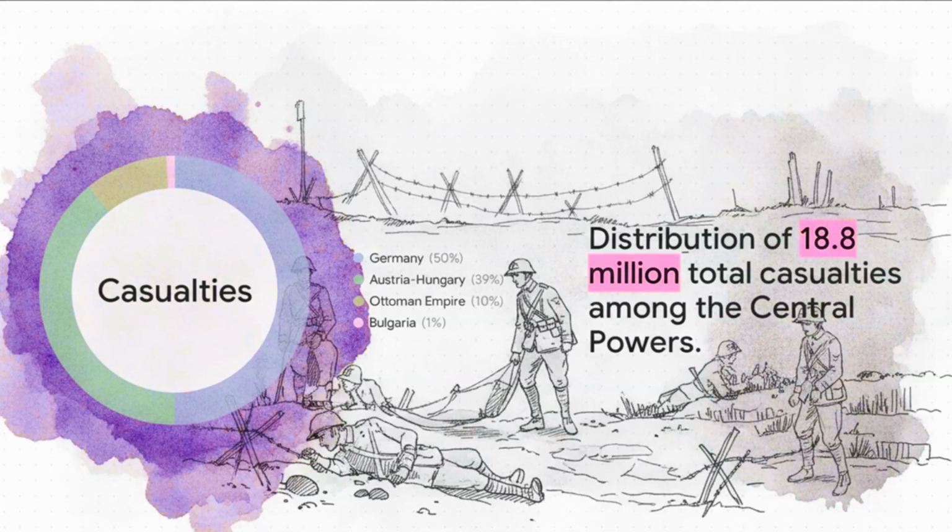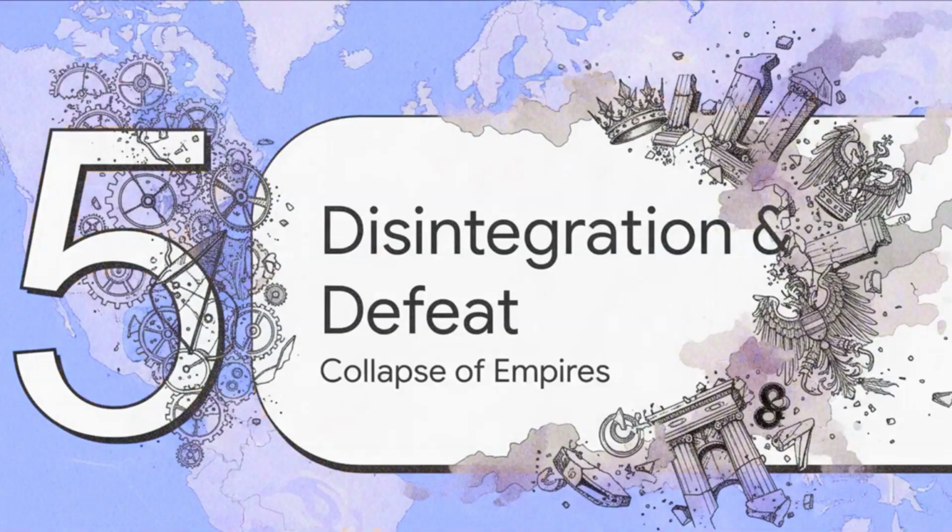Almost every single young man in your town, your city, or your country either killed, wounded, or missing. It's almost incomprehensible. An entire generation of young men from these empires was essentially wiped out or forever altered by the trenches. Which brings us to our final part, Section 5. Disintegration and defeat, collapse of empires.